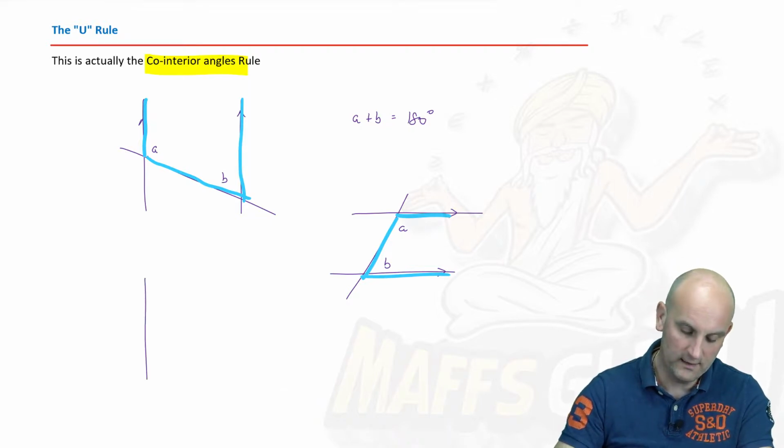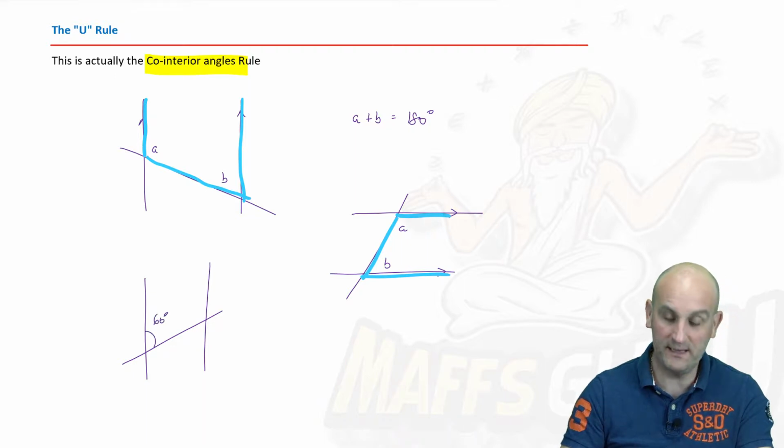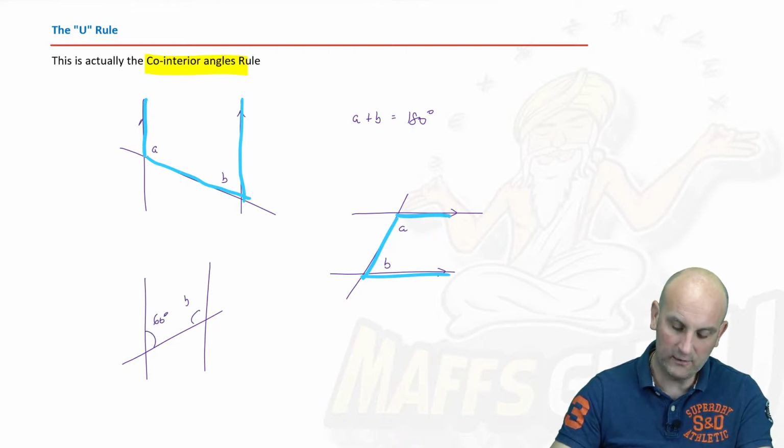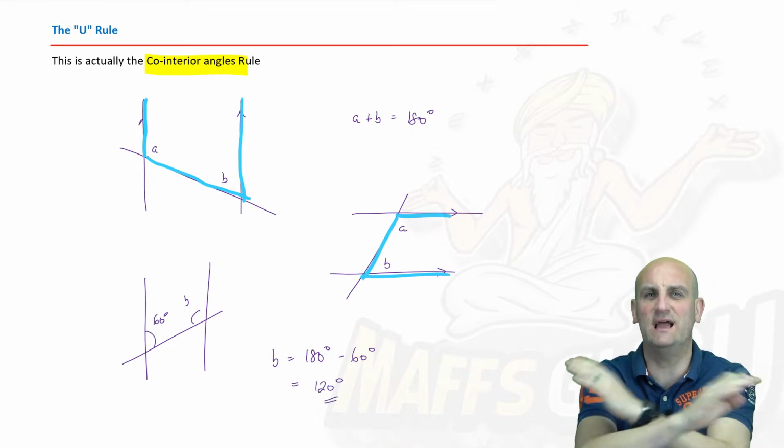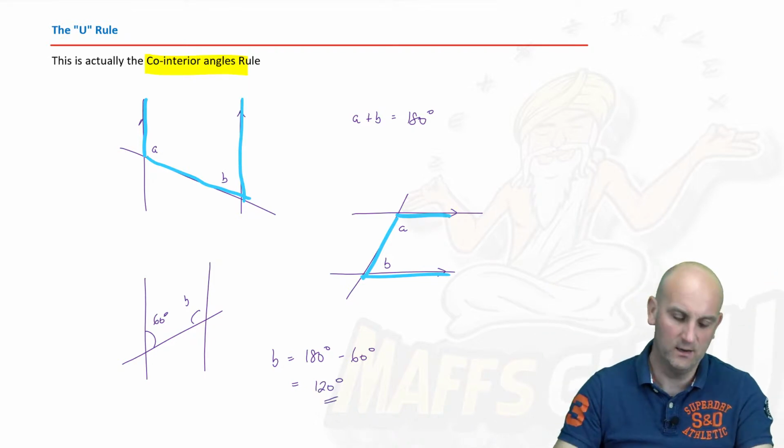I know that this angle here, let's say, is 60 degrees, and I want to find angle B. How am I going to do it? Well, I know that angle B is equal to 180 degrees minus the 60 degrees, which gives me 120 degrees. So, X and the U rule. Fabulous. What about the next one?